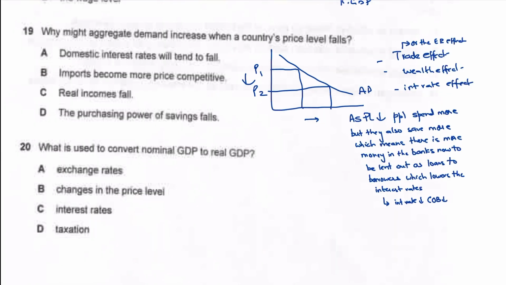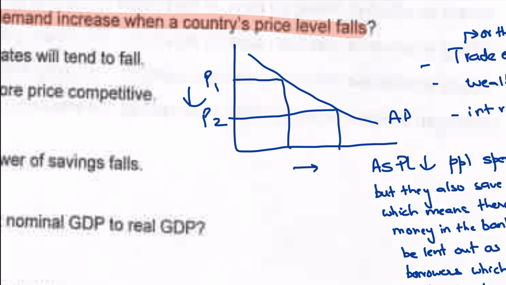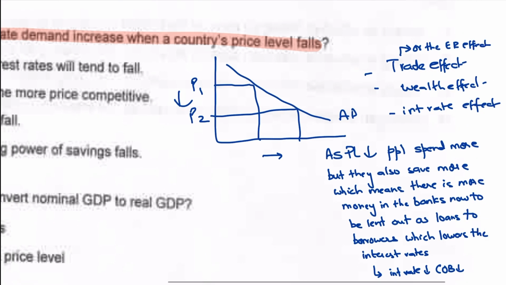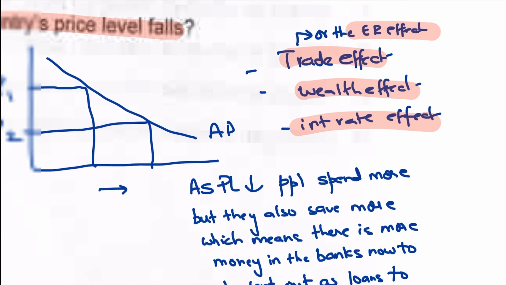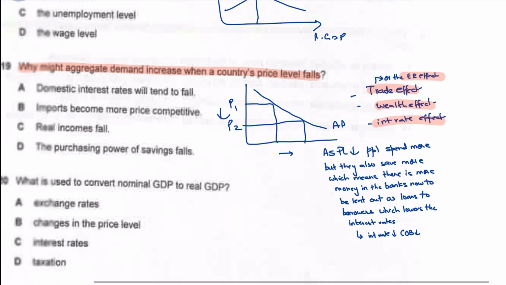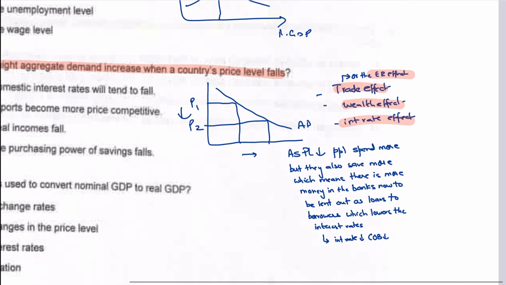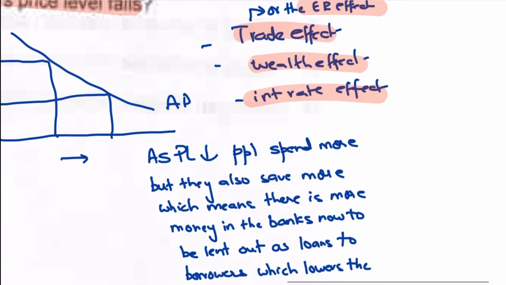So question number 19 says, why might aggregate demand increase when a country's price level falls? Now guys, we need to understand that the relationship between price level and real GDP is denoted through the aggregate demand curve, and there's a reason why aggregate demand slopes downwards, because of three reasons: the trade effect, the wealth effect, and the interest rate effect. The trade effect is also called the exchange rate effect, but I'm not going to be discussing the trade and wealth effect here because I just need to give you the answers. The answer to this question basically is A, domestic interest rates will fall, due to the interest rate effect, and I'll tell you why.